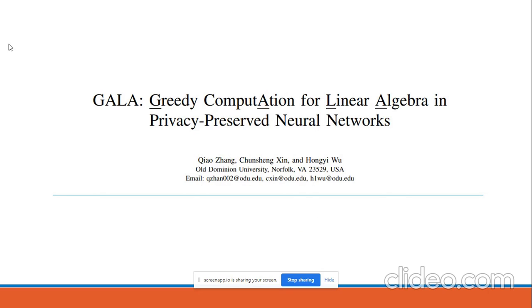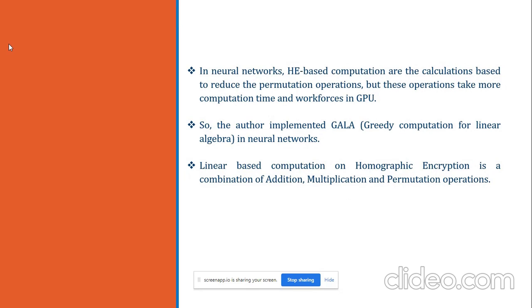GALA, GPU computation for linear algebra in privacy-preserved neural networks. In neural networks, HE-based convolution computations are calculations that are based on reducing the permutation operation. But this operation takes a large amount of GPU workforce. So the authors implemented GALA, greedy computation for linear algebra in neural networks.